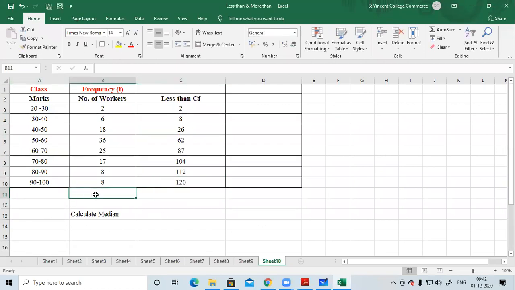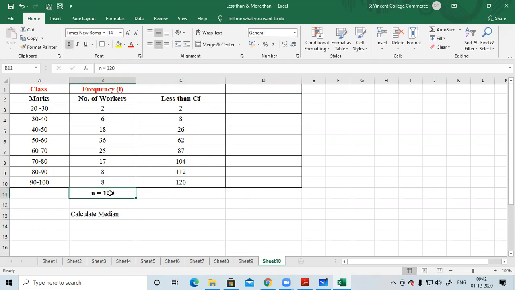Okay. Now what is the total, your n? n stands for number of observations, which we get as the total of the column. n is equal to 120.